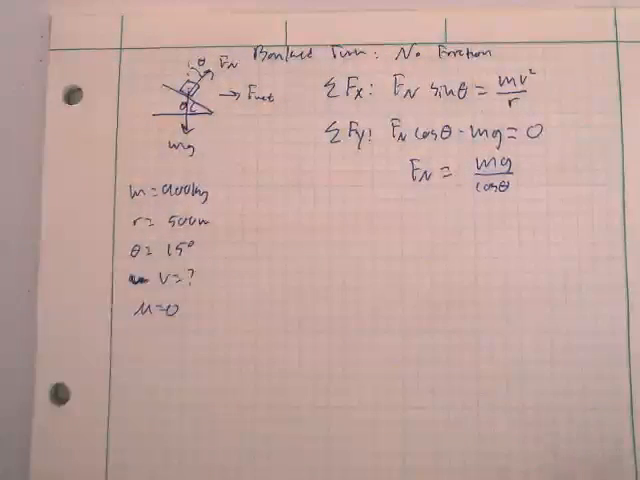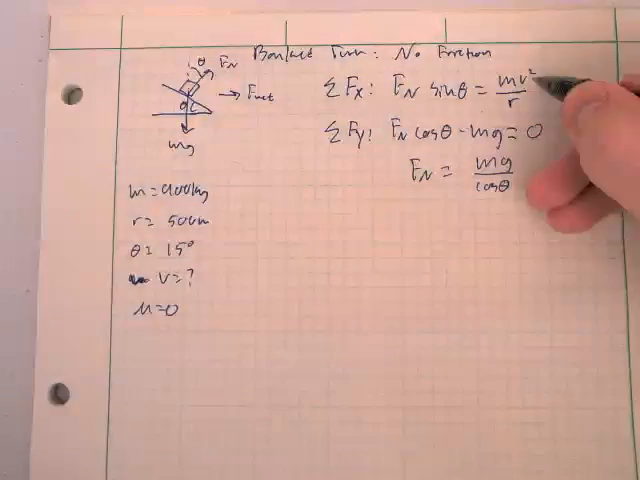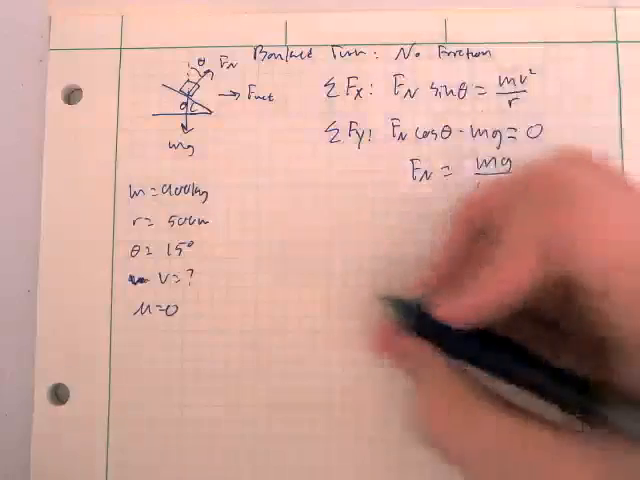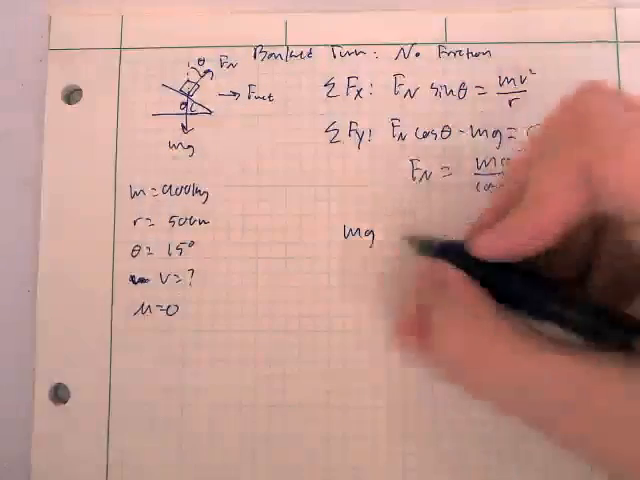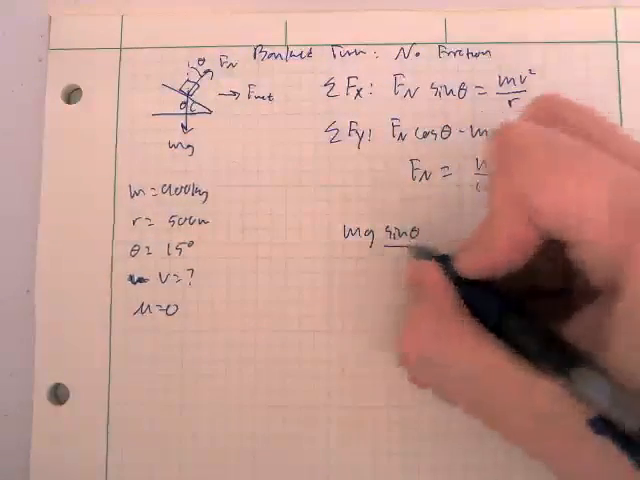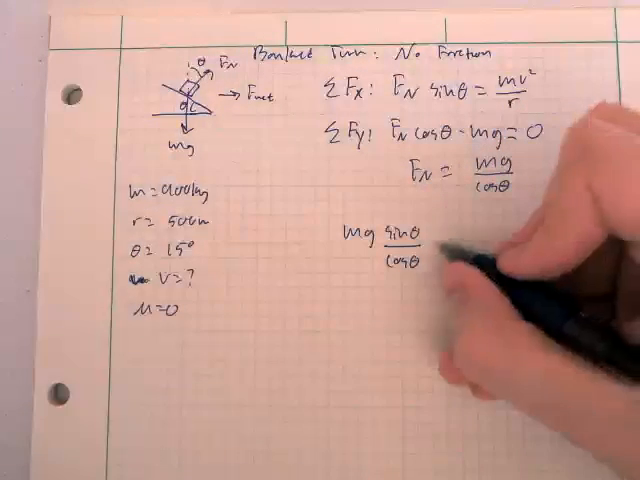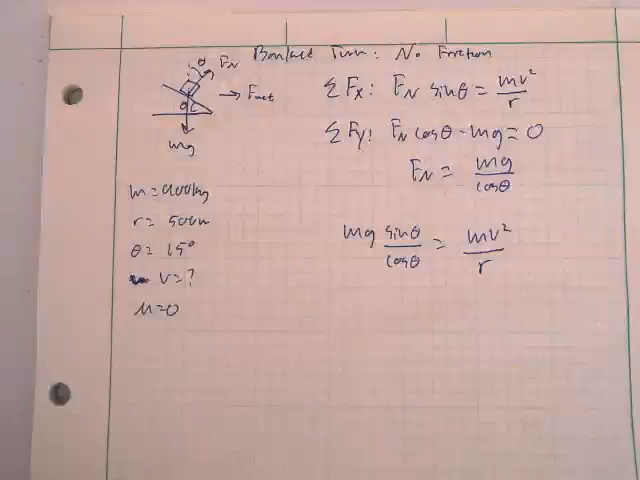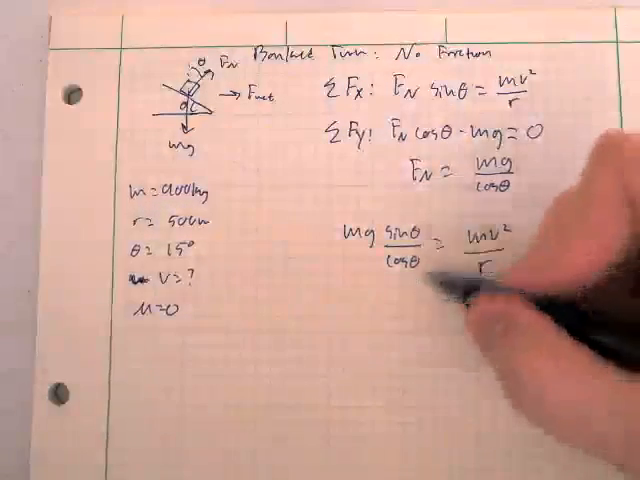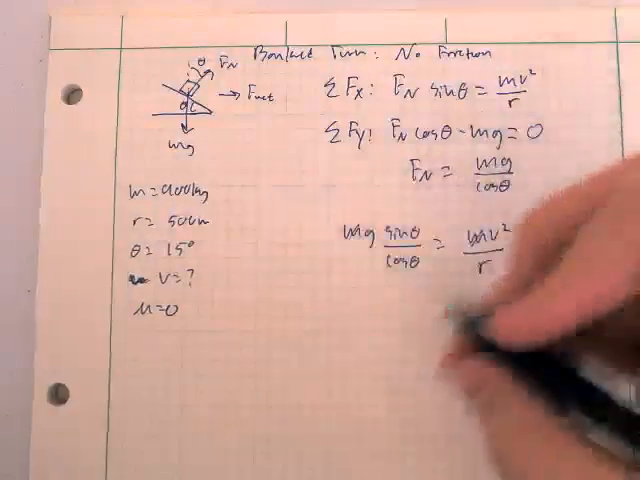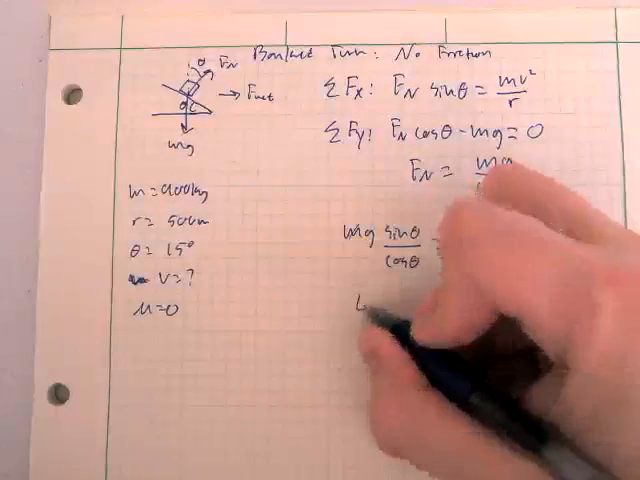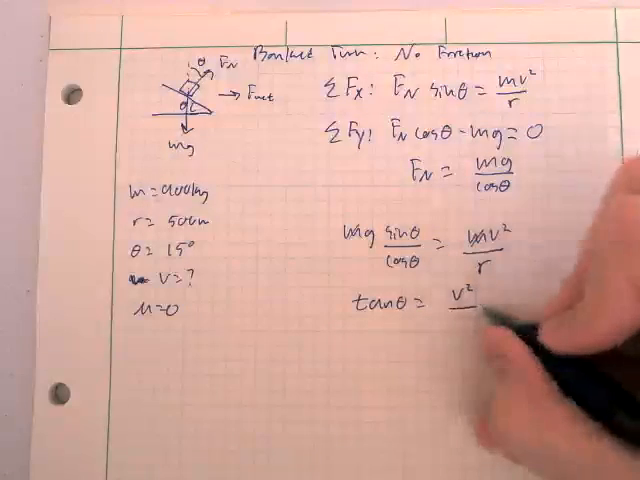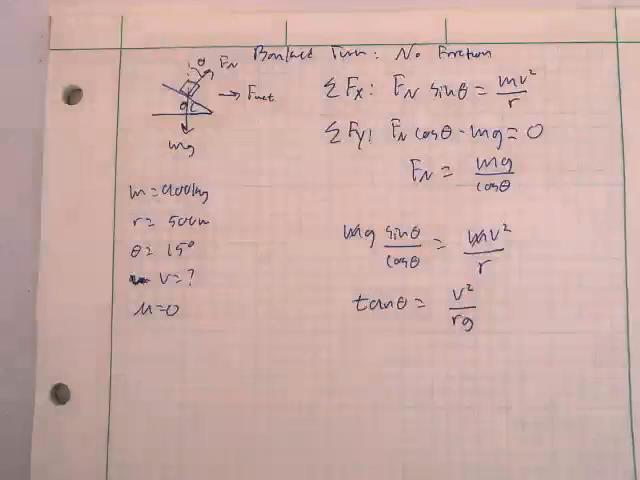cosine of theta, right? So now with this, what we're solving for is this v. We want to see how fast we're able to go around this turn. So plug in our normal force into here. We have mg sine of theta divided by cosine of theta equals mv squared over r. This, of course, is going to be tangent. The masses will cancel, and so what we end up with is this. Tangent of theta equals v squared over rg.